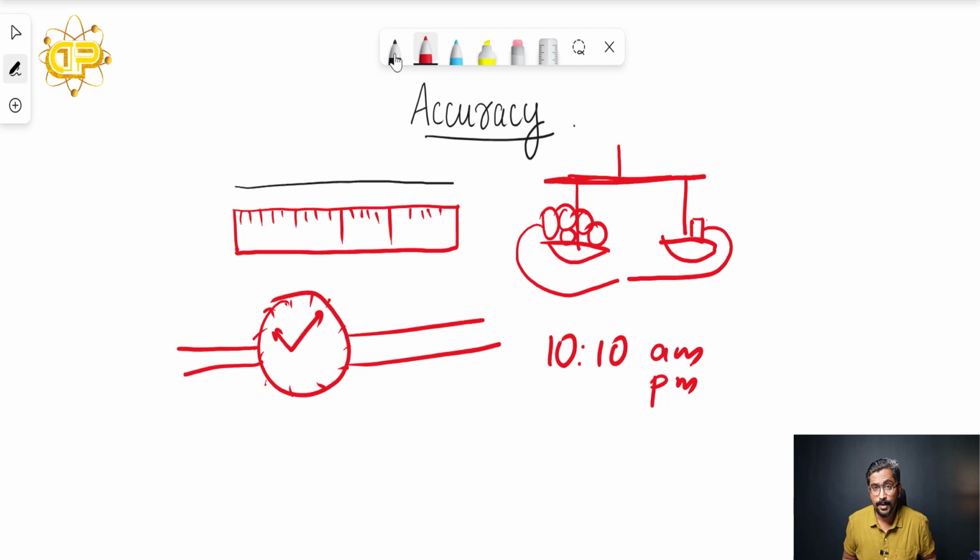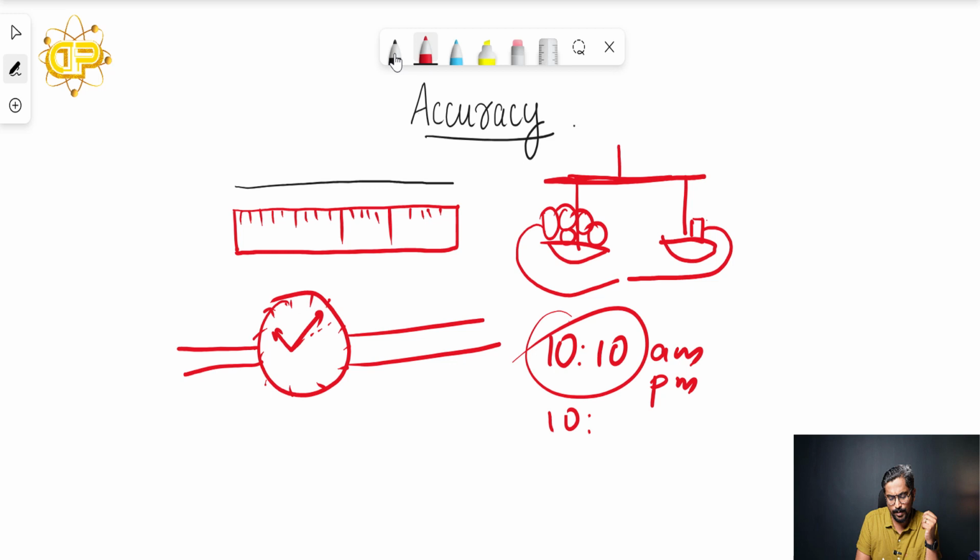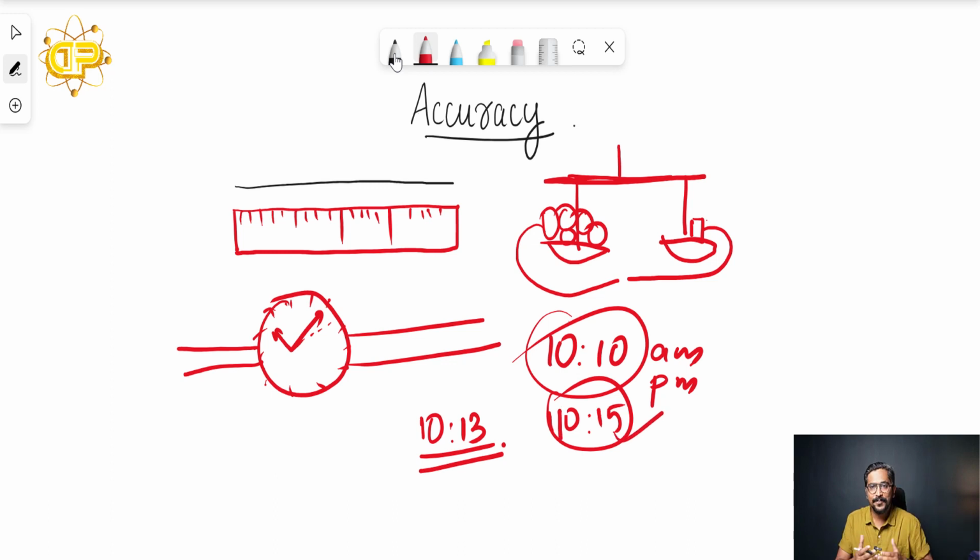But for a simple instance, what is the time now? If the actual time is 10:13, and your friends ask you what the time is, then you will say it is 10:10, or sometimes you will say it is 10:15. But is it true? No, it is not true. The accurate time is 10:13. But still you say 10:15 or 10:10 for your convenience.